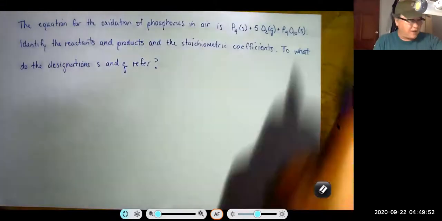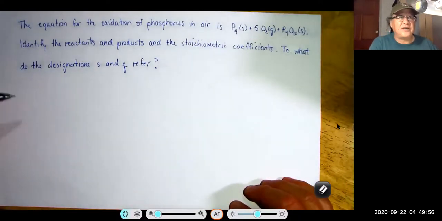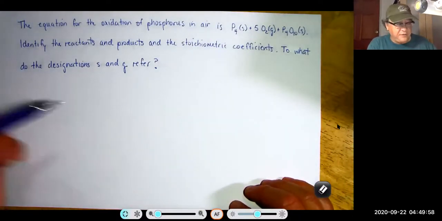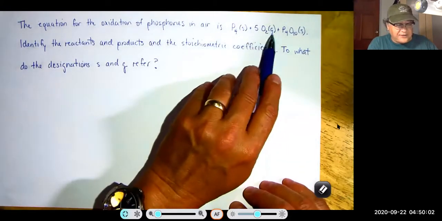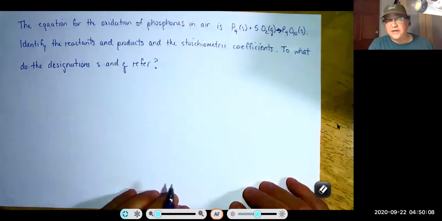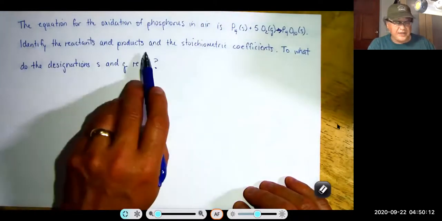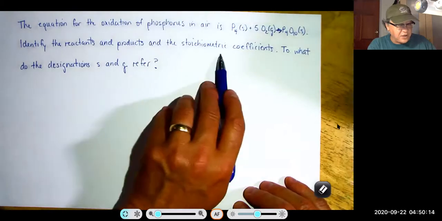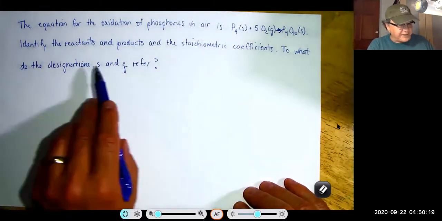So here's a question that we're going to look at. The equation for oxidation of phosphorus in air is P4 solid plus 5O2 gas gives you, this should be an arrow, P4O10 solid. Identify the reactants and products and the stoichiometric coefficients. To what do the designations S and G refer?